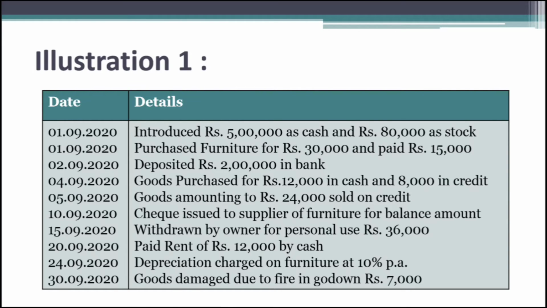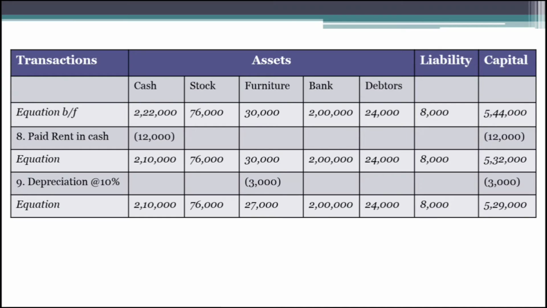Next, depreciation charged on furniture at 10%. Now we know that depreciation is the reduction in the value of a fixed asset. So we reduce the value of furniture by rupees 3,000, which is 10% of 30,000. And again, as it is a loss, we decrease our capital with rupees 3,000.